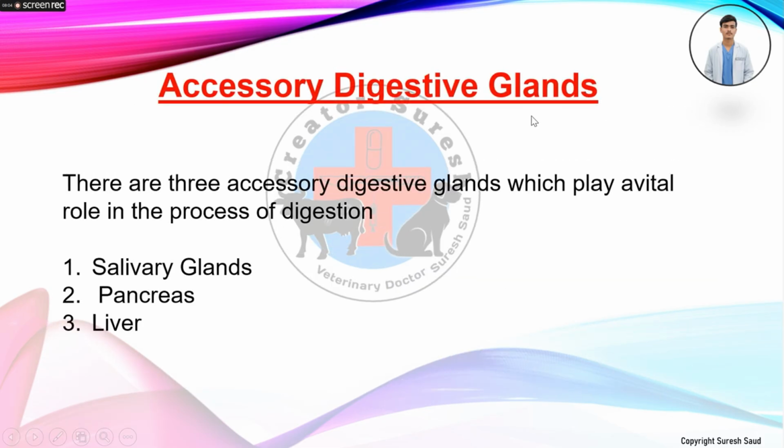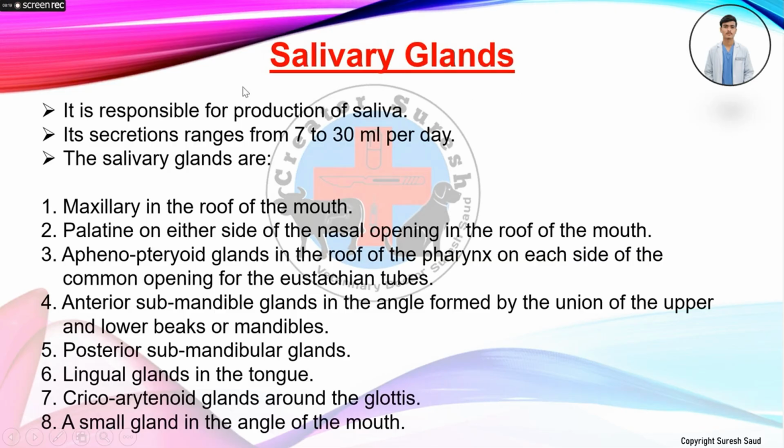Accessory digestive glands. There are 3 accessory digestive glands which play a vital role in the process of digestion. 1. Salivary glands. 2. Pancreas. 3. Liver. Salivary glands. It is responsible for production of saliva. Its secretions range from 7 to 30 milliliters per day.